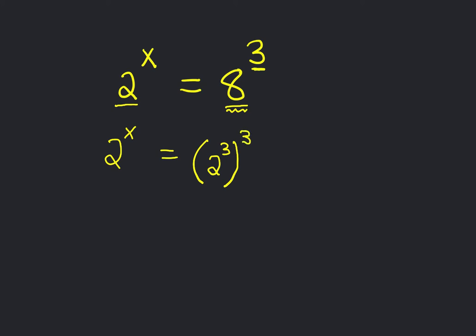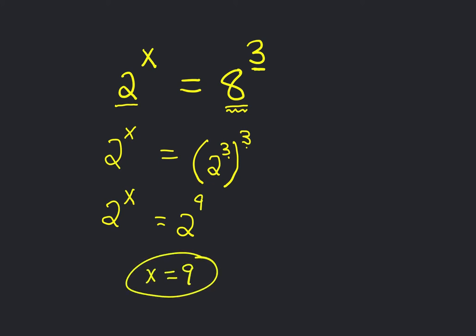All right, so now power to a power means to multiply your exponents. So 2 to the power of x equals 2 to the power of 3 times 3, which is 9. So x equals 9. So then you can always check, is 2 to the 9th the same as 8 to the 3rd?